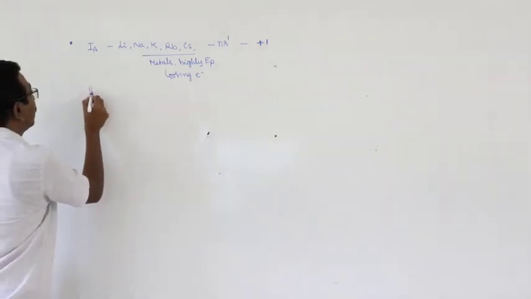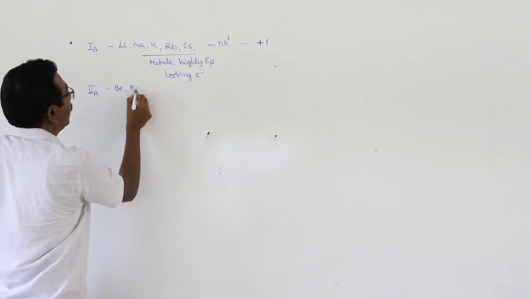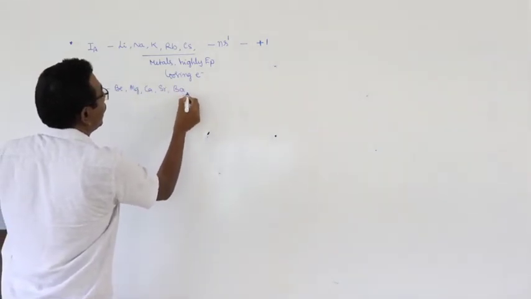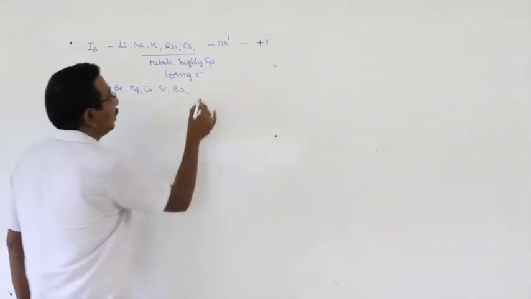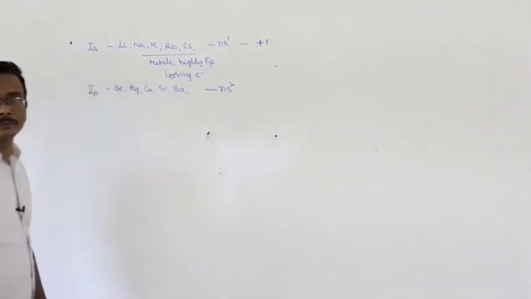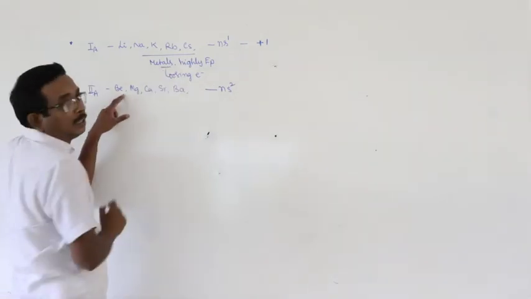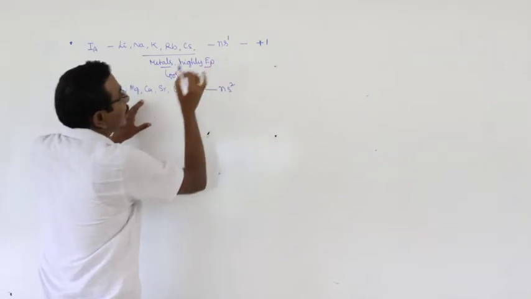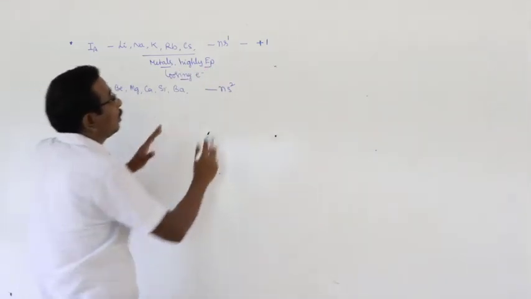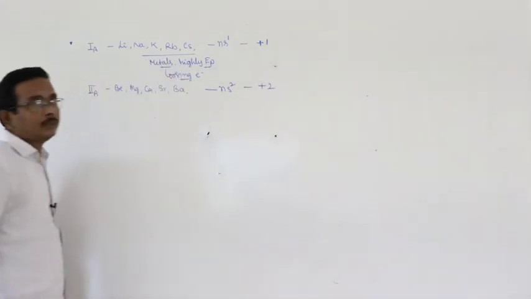And next one, in case of second group elements like beryllium, magnesium, calcium, strontium and barium, general electronic configuration ns2. Here second group elements are also metals. They are also electropositive, means they have the tendency of losing electrons. So they exhibit the general oxidation state +2.